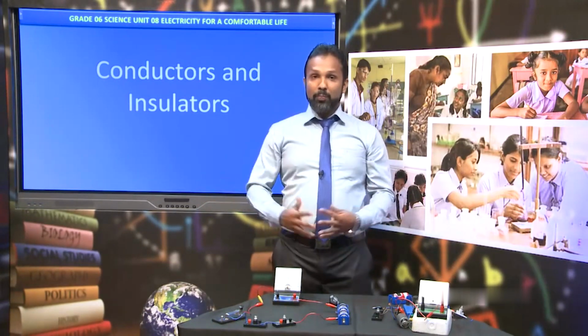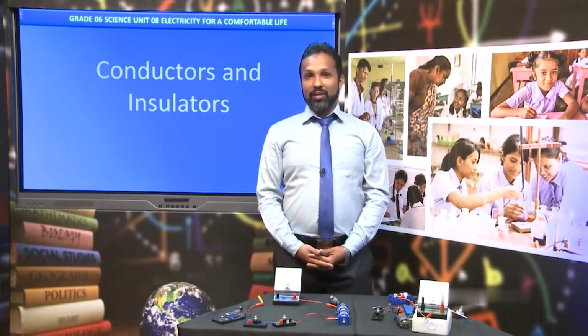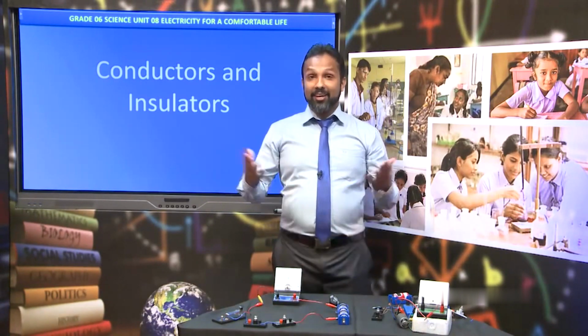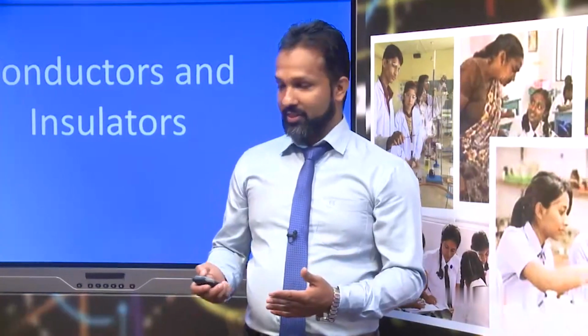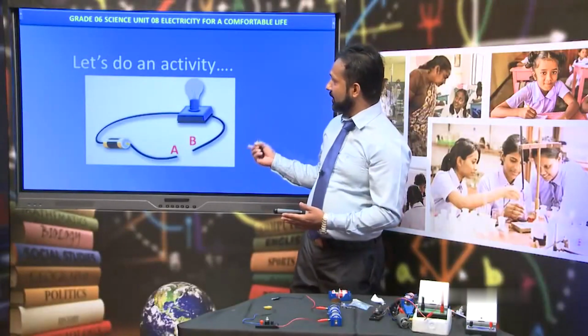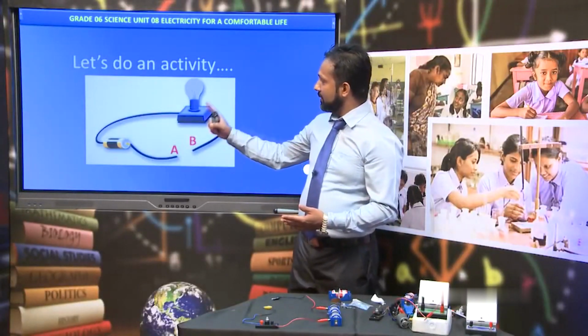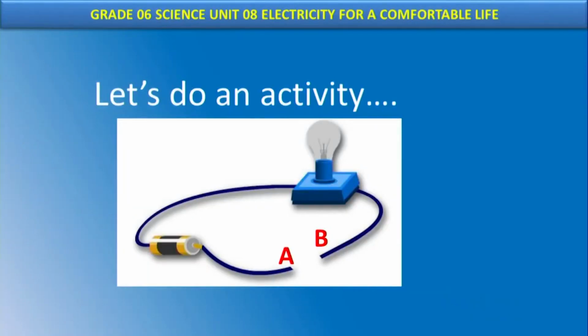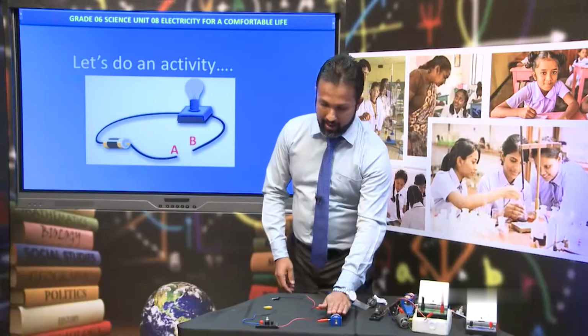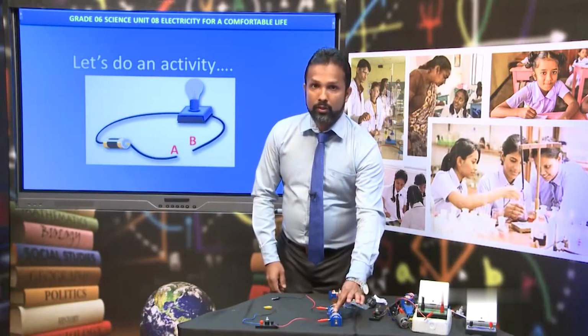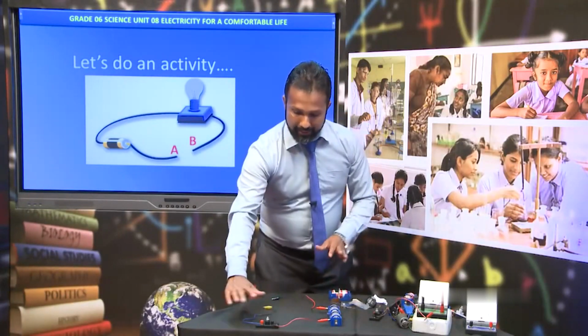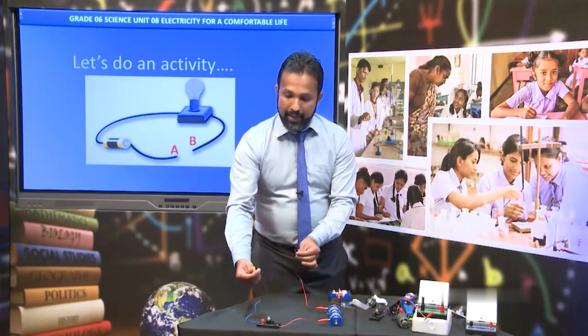Let's move to a simple activity to find out the difference between conductors and insulators. We can arrange this simple circuit: a bulb, a dry cell, and a gap called in between A and B. Right, these are the batteries. I have used two dry cells, a bulb, connecting wires, and this is the gap A and B.